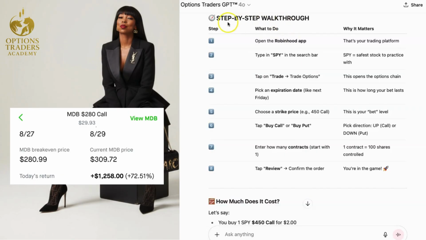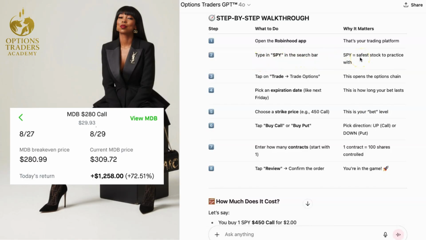All right, so step-by-step walkthrough. Step 1, you want to open your Robinhood app. That's going to be your trading platform. Now, it is free to do, so if you had that question in the back of your mind, you do have to fund your account, but it's free to open the account. Step 2, you want to type in SPY in the search bar.